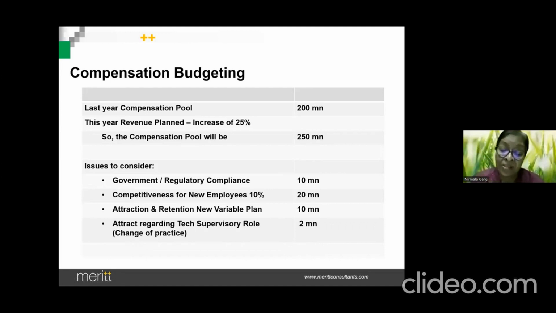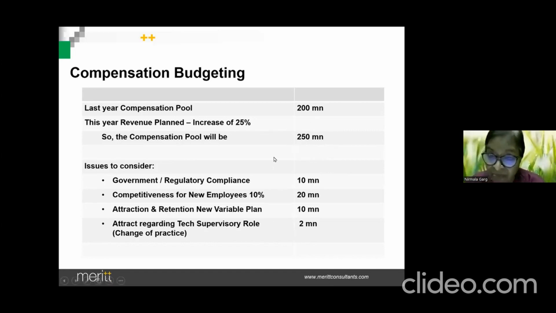I may have to bring in some automation. I may have to reduce the number of people. So various things I have to do, but there will be a negotiation here. Still, you'll say, no, 250 is too much. You still have to reduce by 1. So that's how it happens. This is how quickly a compensation budgeting happens, guys.